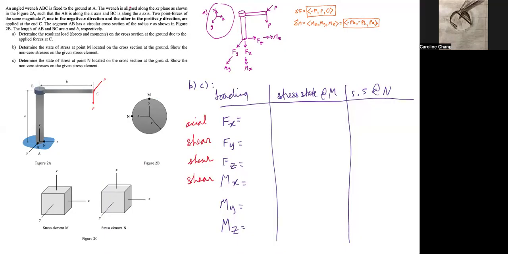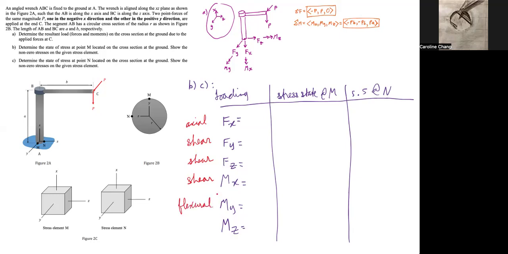What about M of y? M of y is going to be a bending moment because you're applying it down. So this beam is going to bend this way, and at stress elements M and N, they're going to be either under compression or tension. So we have that M of y is flexural.